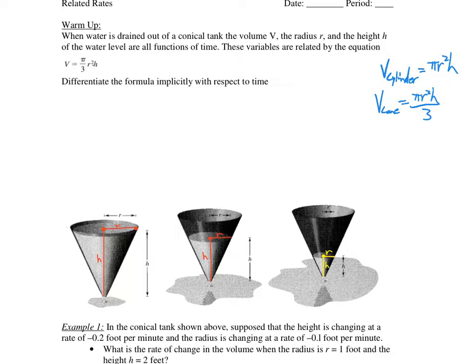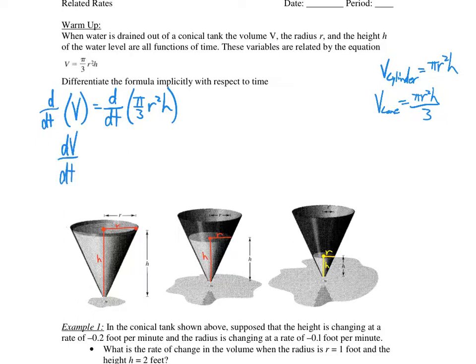So we want to take the derivative with respect to time of this formula. So we're taking the derivative with respect to time of V, and we're taking the derivative with respect to time of the pi over 3 r squared h. Okay? So, how would we write the derivative with respect to time of V? Just dV dt, right? Okay?